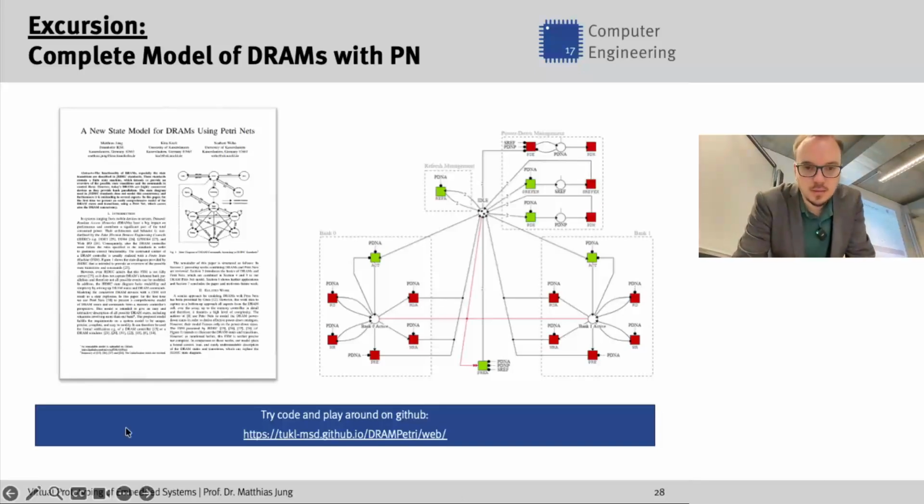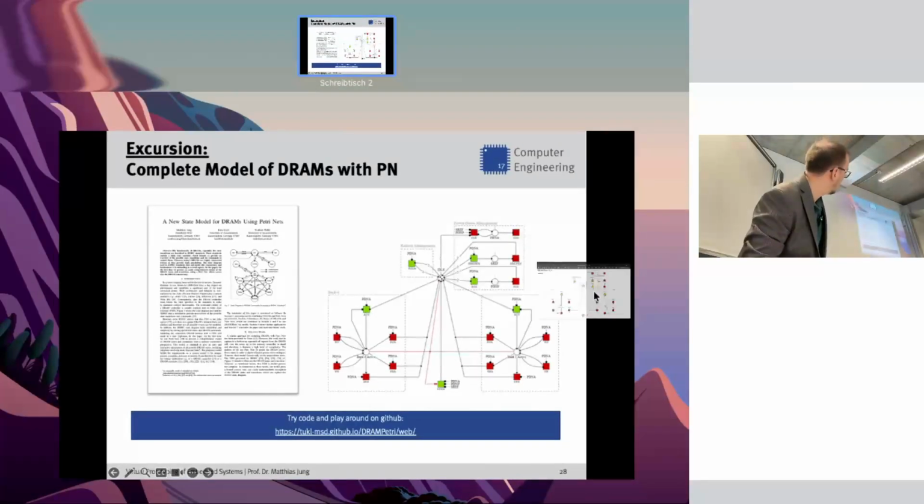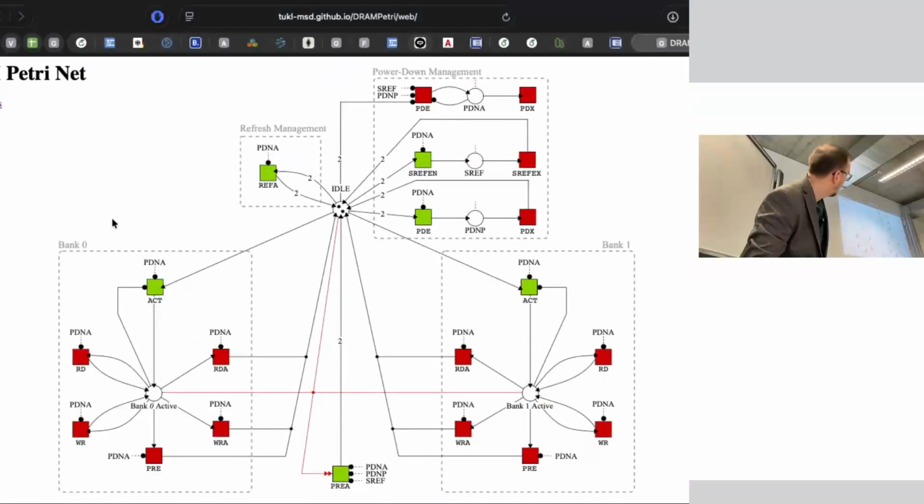So maybe I can also quickly show you that. Let's see. So this is an artificial two-bank system, but it has all the usual DRAM commands there. And you can now play around with that. So you can just click on the transitions and you play DRAM controller basically. So you send an activate command, and then you can send a read command, and then you stay in that state. And then if you send a pre-charge command, you go back.